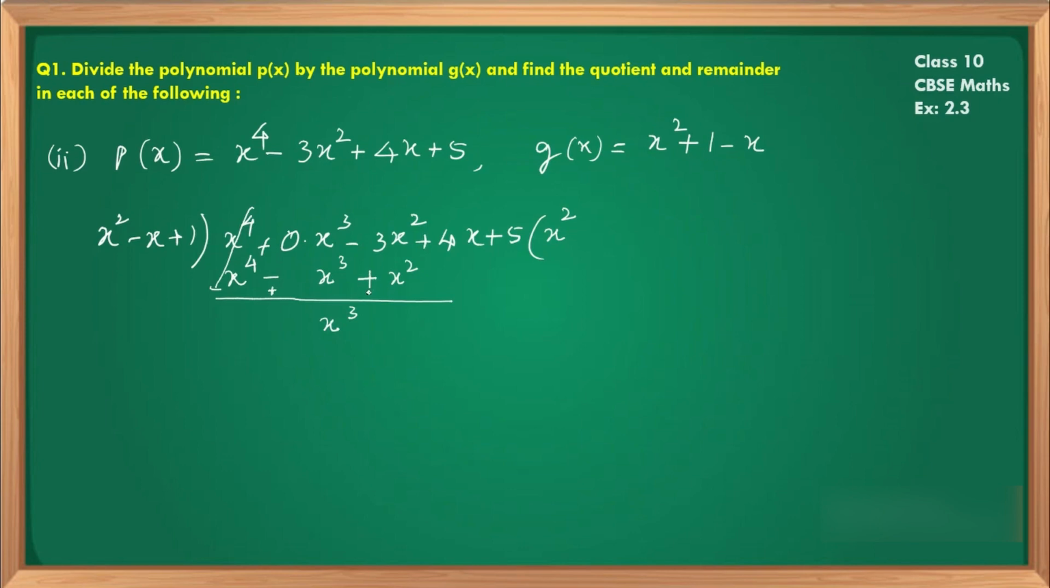Now here this plus becomes minus. Minus and minus will be added with the minus sign. 3x square and x square becomes 4x square. The balance 4x and plus 5 write down as it is.